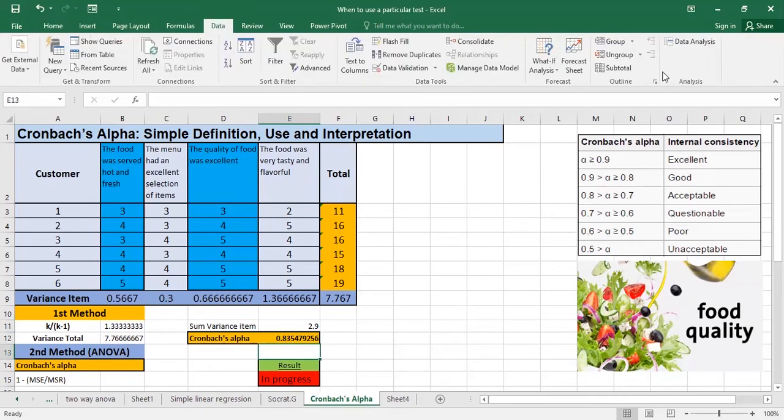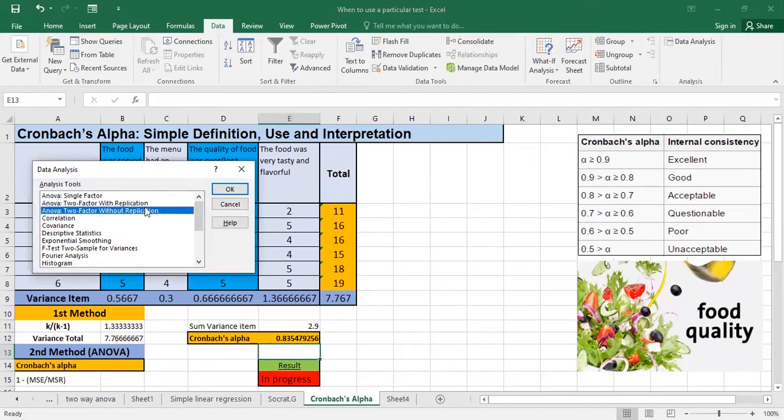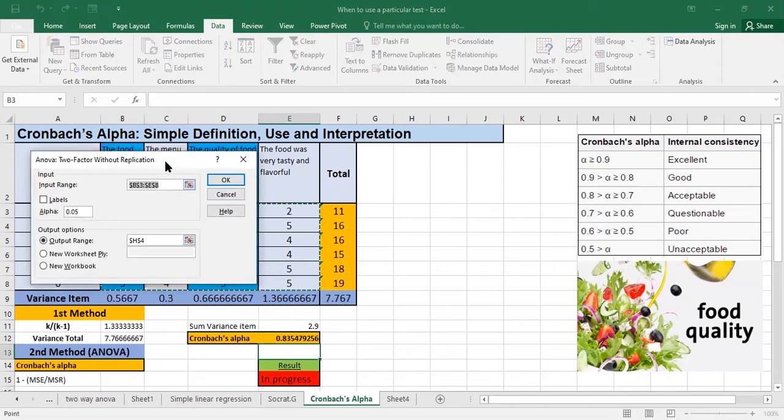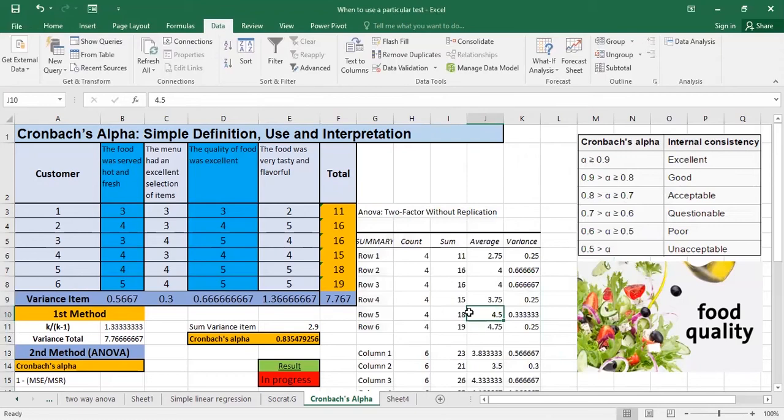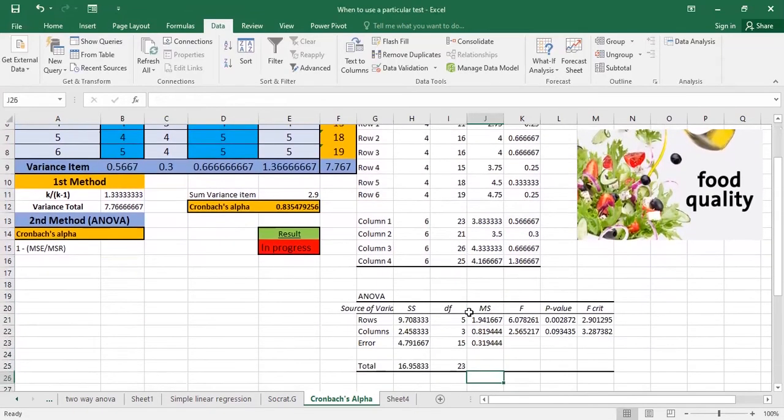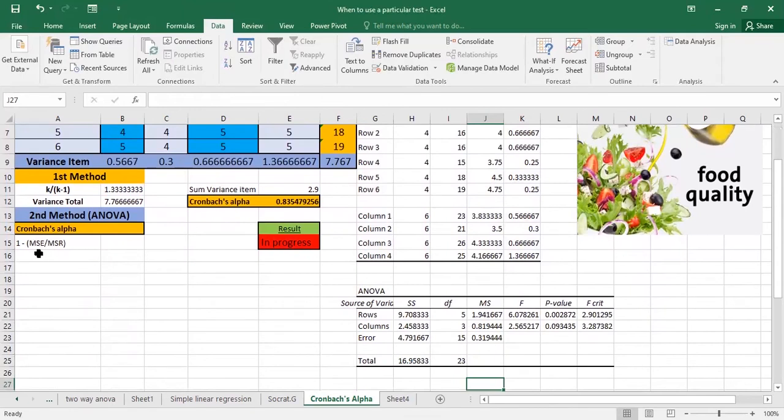So we go to Data, Data Analysis, and we click on ANOVA: Two-Factor Without Replication. Here I have to select the data. I will select all the data that I have, but I don't select the labels. And here I have to put where I want to get my results. And here I have the results. In order to calculate the Cronbach's alpha, it's 1 minus mean square error divided by mean square rows. So equal 1 minus, and here we have the mean square error, 0.31.